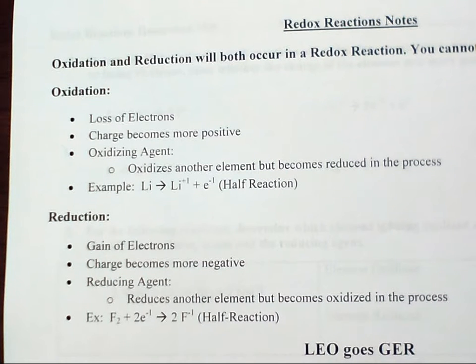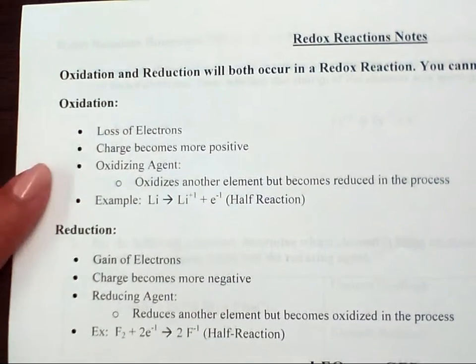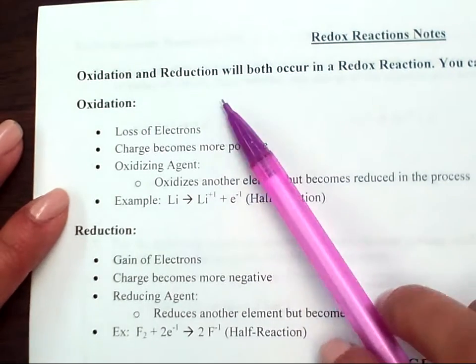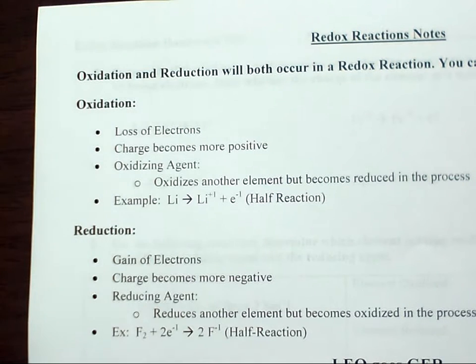Okay, so this lesson is not too difficult. It's called Redox Reactions. When we talk about redox, it's the shortcut for oxidation and reduction. So reduction and oxidation is what usually will happen in a redox type of reaction. You cannot have one without the other.